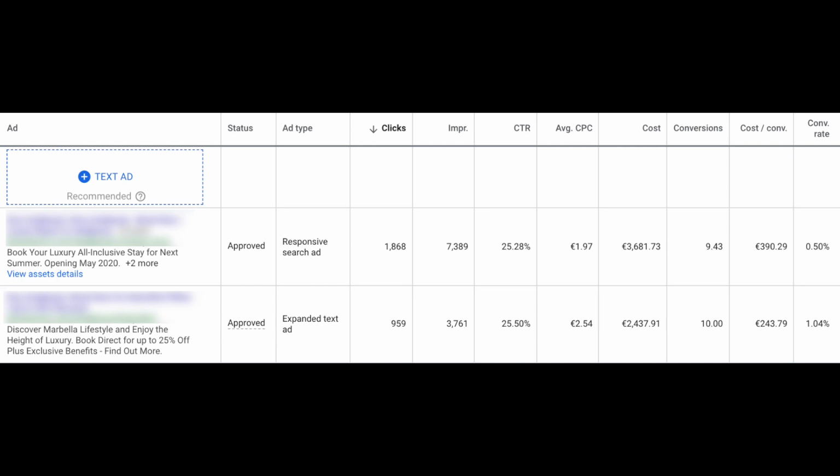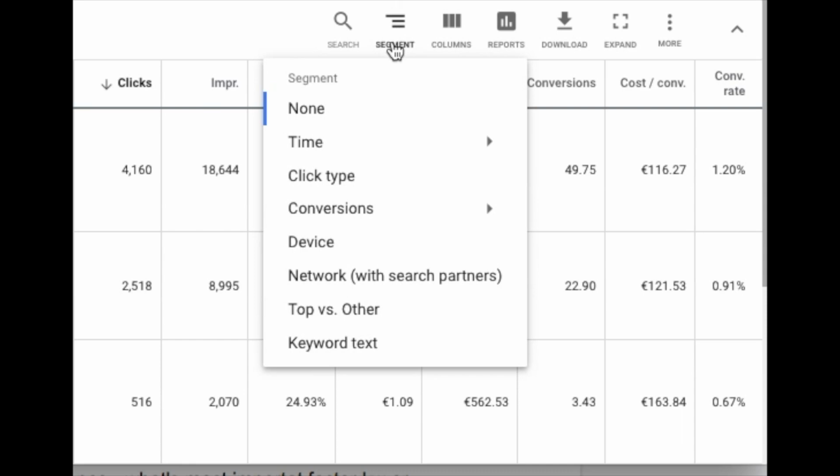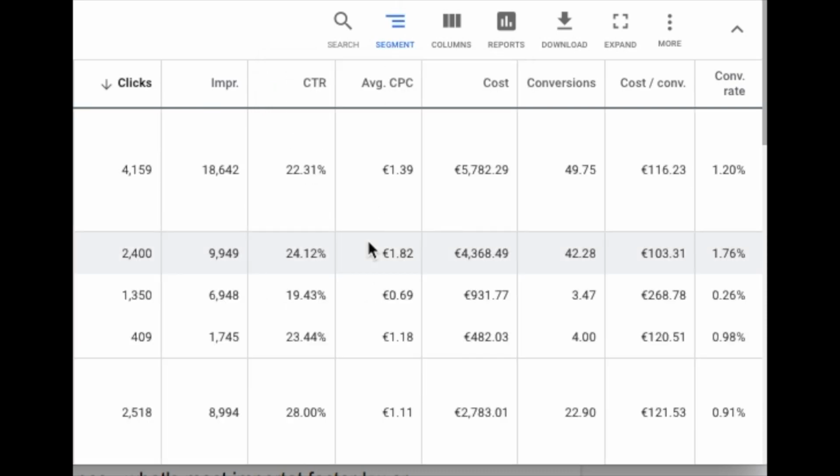expanded text ad. Now, on the face of it, the responsive ad is performing a lot worse in terms of conversion rate and cost per conversion, which responsive search ads actually often do. But if we segment this data by device type, then we can see something interesting.